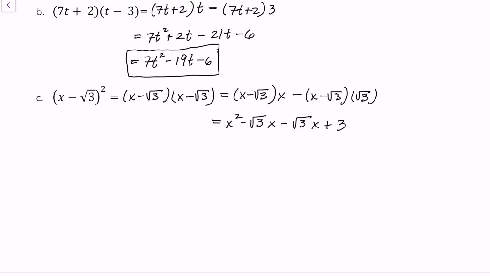Okay. All right, so now we can simplify this a little bit more, because notice that we have square root of 3 over here, square root of 3 over here. So we have 2 of those with a negative sign. So that becomes negative 2 square root of 3 times x plus 3. And this is our solution.